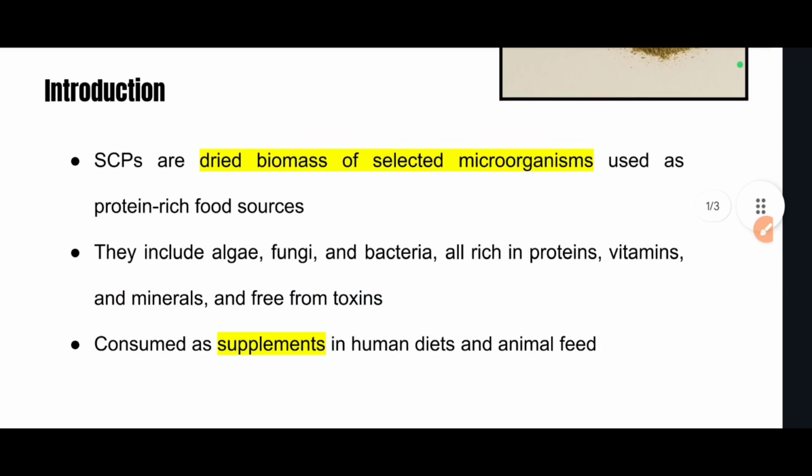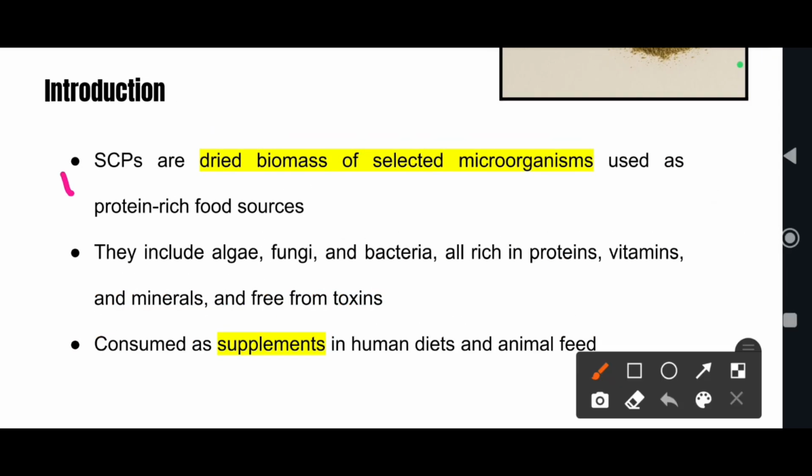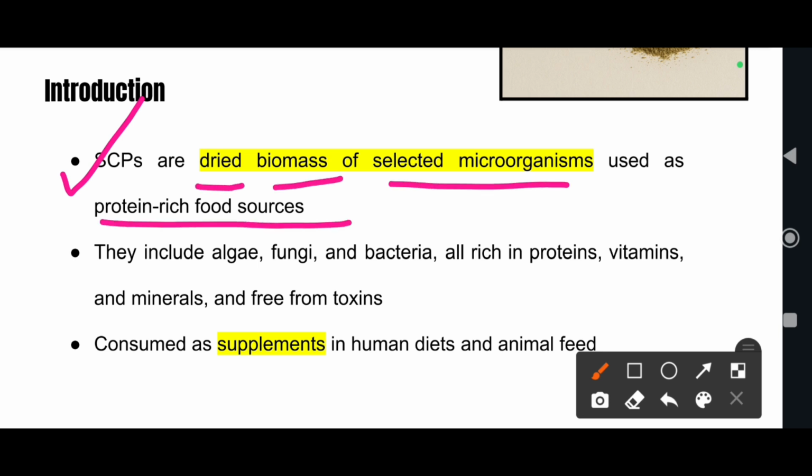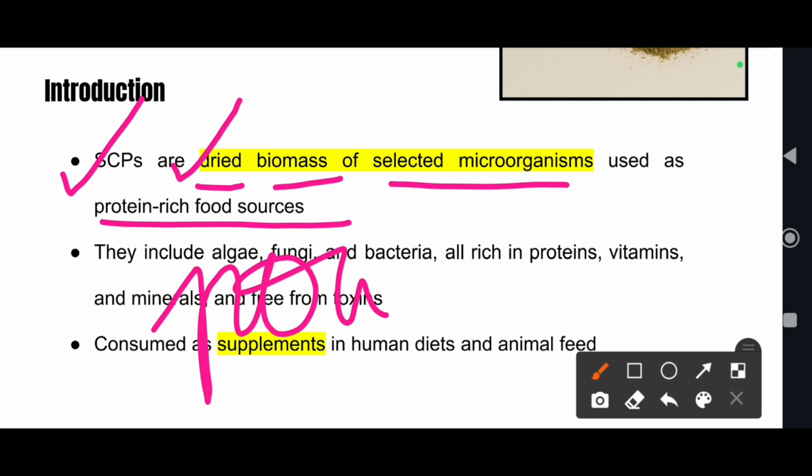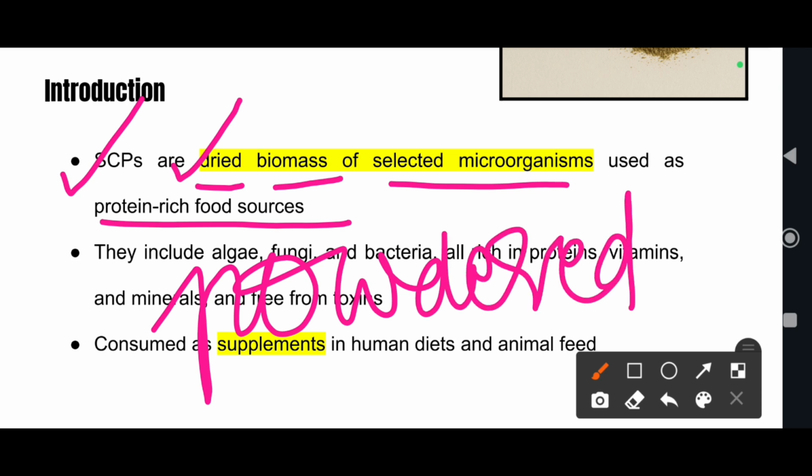First we'll understand what is SCP. SCP means a dried biomass of selected microorganism used as protein rich foods. Let's understand this definition very clearly. The first one is dried. It means that we are going to use a powdered form or a capsule form, which is not watery and doesn't have any aqueous component. It's a dried one, and it's a biomass of selected microorganism.